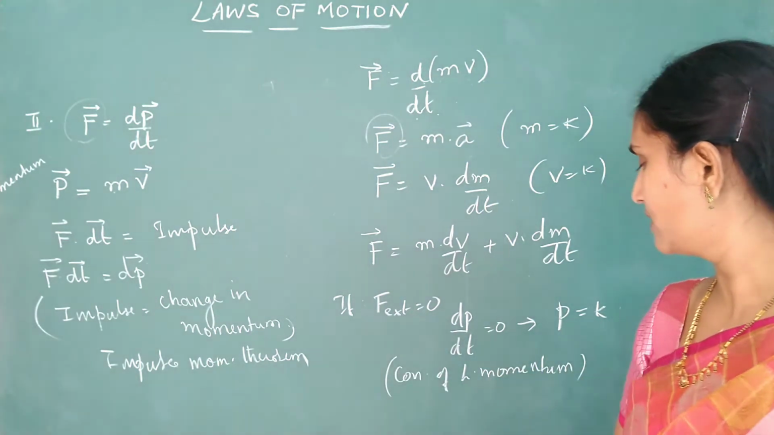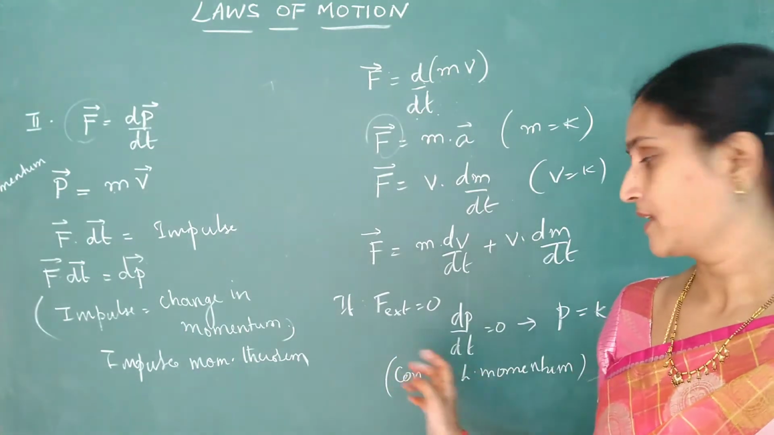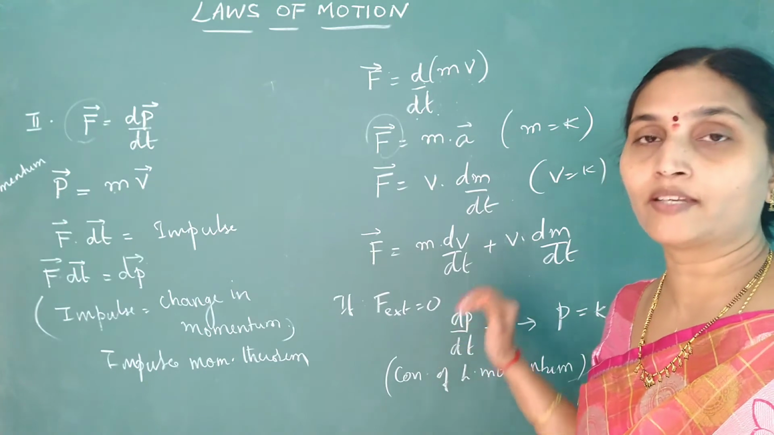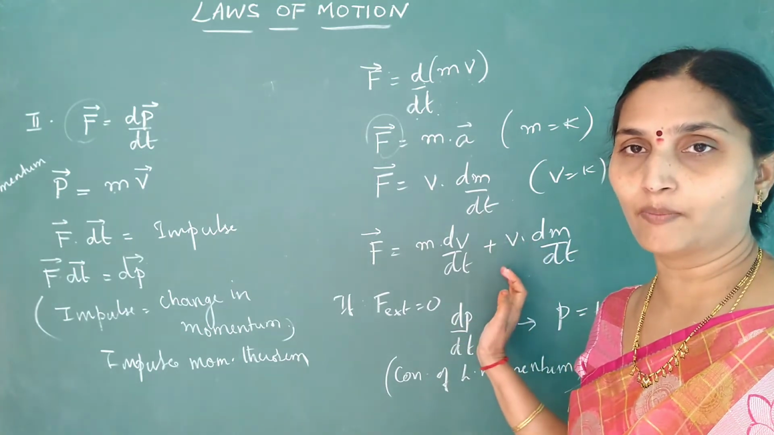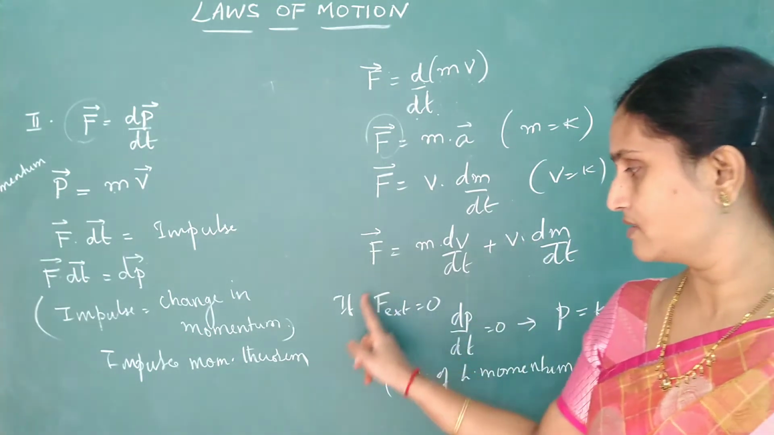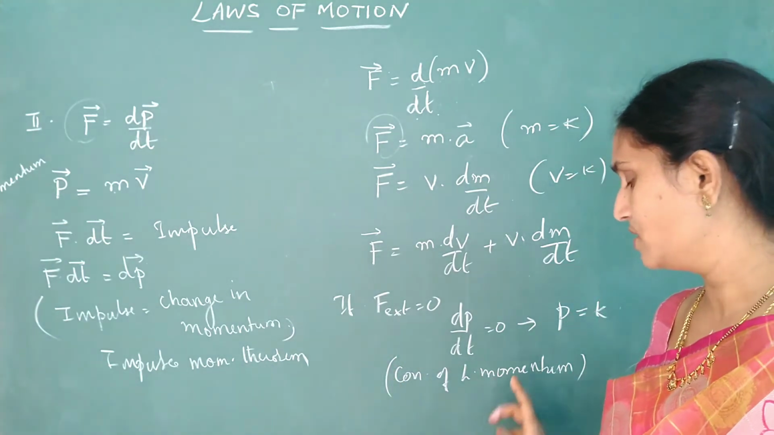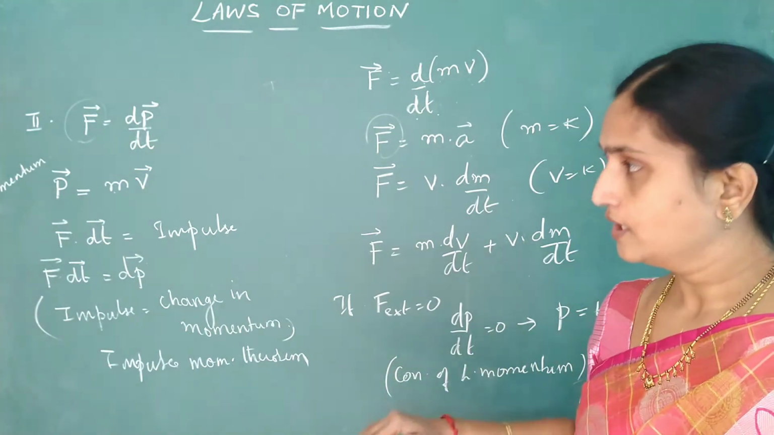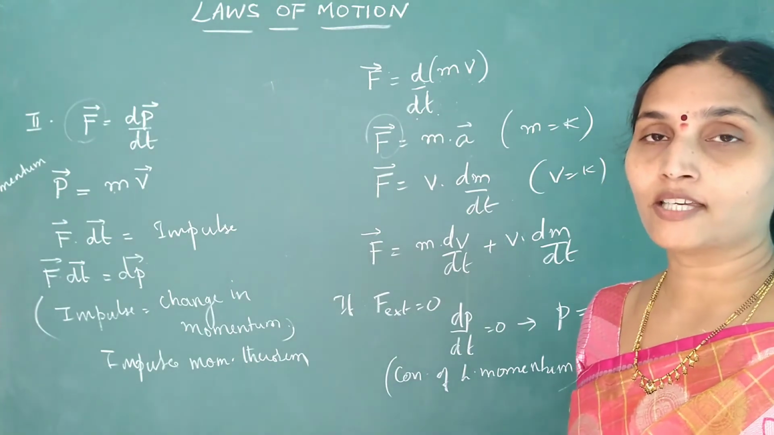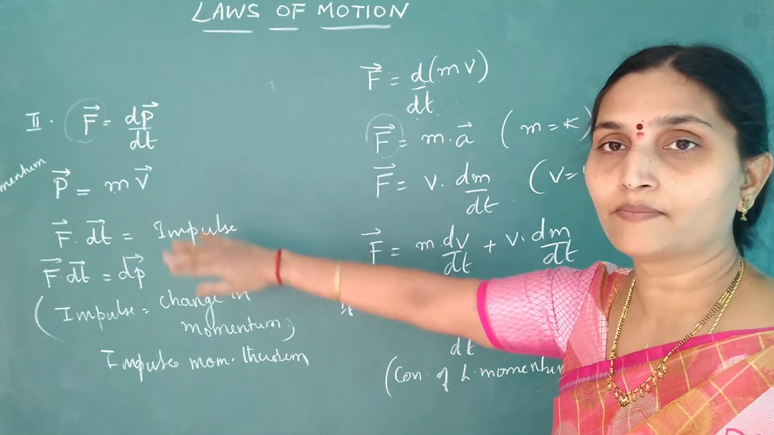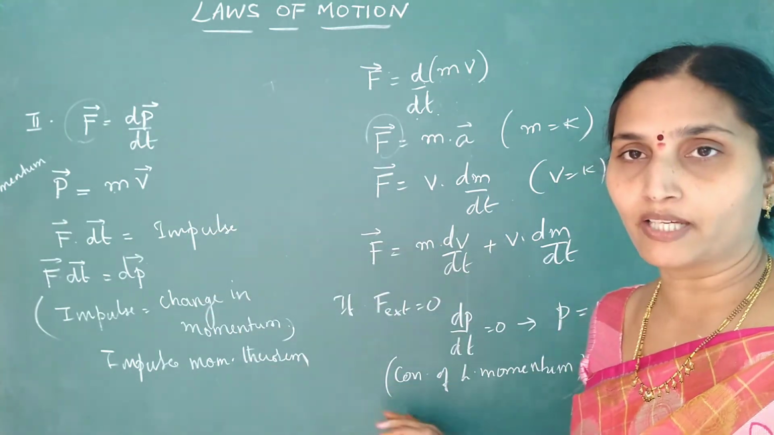If there is no external force acting on a body, then its momentum remains constant. Total initial momentum should be equal to total final momentum. But this is possible only when there is no external force acting on a body. And we call this statement conservation of linear momentum. Now related to this, let us see how numericals may be given in the NEET exam based on momentum, impulse, conservation of momentum and so on.